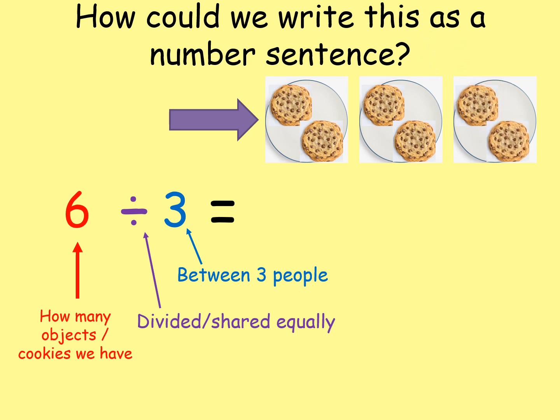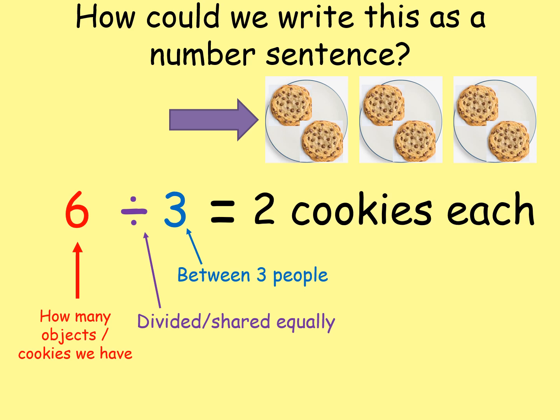Now, this means, children, that 6 cookies shared equally between 3 people means they'll get 2 cookies each. 6 divided by 3 equals 2. 6 shared between 3 is 2. They get 2 cookies. Okay, guys, so we had a go at doing that last one.